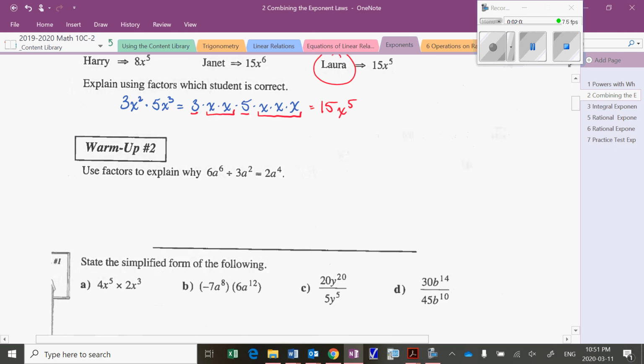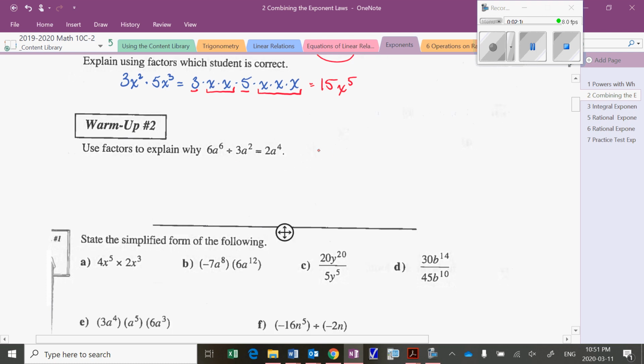Warm up number two. Using factors, explain why 6a to the sixth divided by 3a squared is 2a to the fourth. So again, division, I often say, is easier to show in that fraction form, because when it's stacked, we can also stack like bases on top of each other as well. The coefficients, we can see 6 divided by 3 is equal to 2, and a to the 6 divided by a squared, we can also expand that out if that helps. So a times a times a times a times a times a, over 3 times a times a. So when we see this, a over a is 1, a over a is 1, leaving us with a to the fourth, or 2a to the fourth, I should say.